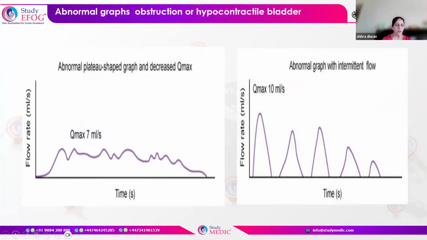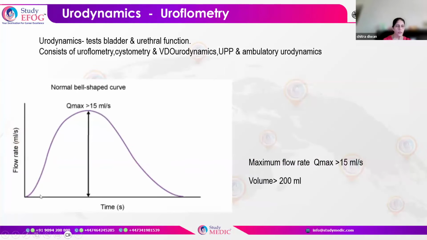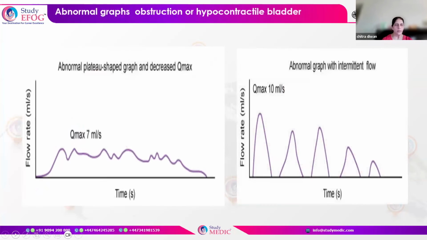Now, if you see this graph, this is the voiding graph, okay? And this is a bell-shaped graph. Can you see? This graph is true whenever the volume of urine is more than 200 ml. On the x-axis, you have time. On the y-axis, this is the flow rate. So Qmax, that is the maximum flow rate, should be more than 15 ml per second. So this is the bell-shaped graph that you get for voiding.